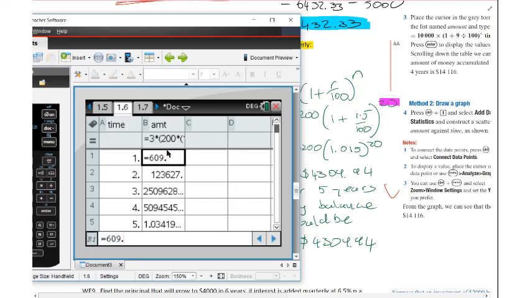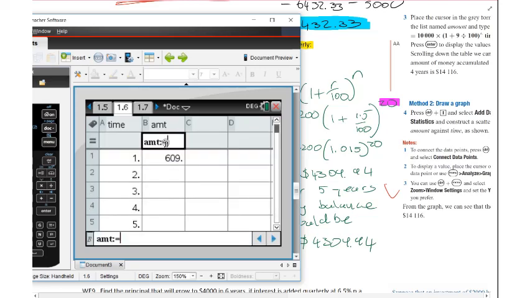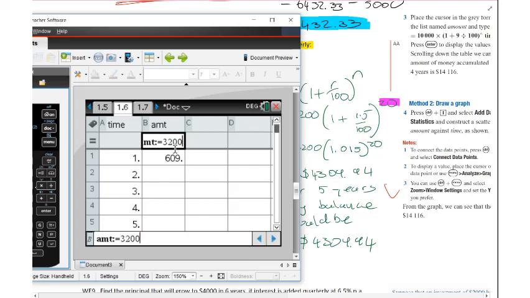Ooh, you can see I made a mistake here. Okay, I need to do that again. Got to be very careful with what you actually write here. 3200 times bracket. I'm actually just going to write 1.015. Then I'm going to go outside the bracket, and that's going to be time.